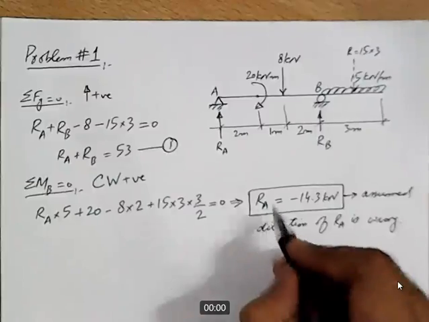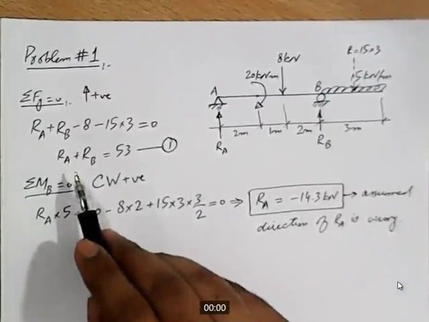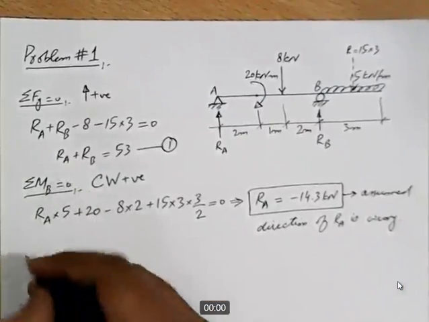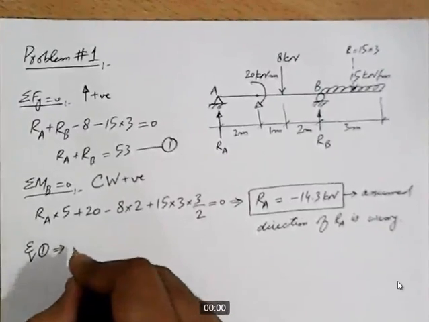But using this RA, we can calculate the value of RB by plugging in RA into equation number 1. So equation number 1 employs RA.